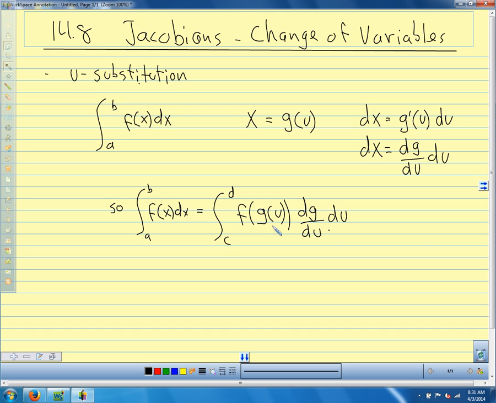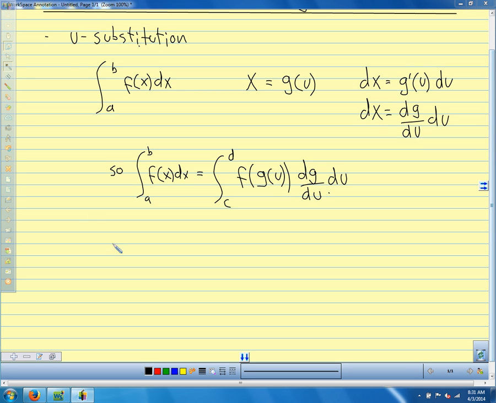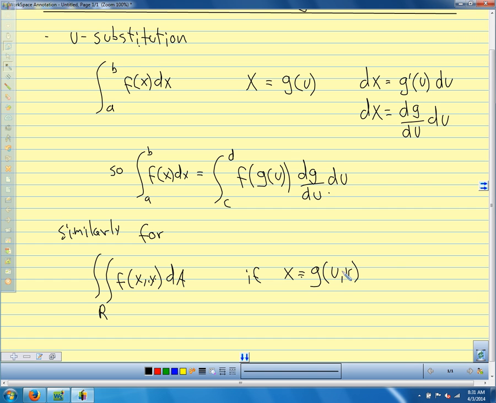We can make a similar kind of substitution for double or triple integrals, so when we're doing multiple integration. Similarly, we'll just talk about double integrals here. The double integral over some region R of f of xy dA, that we've been working with almost the entire chapter. We change the variables. If we say x is some function of u and v, and y is some other function of u and v.